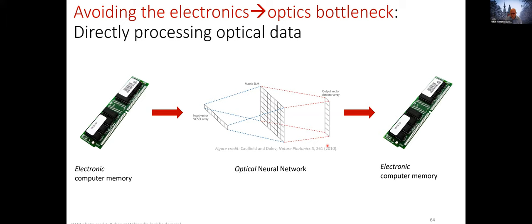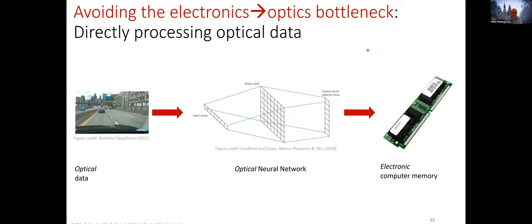And it turns out that these stages of optics to electronics and electronics to optics conversion are very expensive, both in energy, but also in speed. They limit the rate at which you can send information into the system. So we'd like to try and get rid of these bottlenecks.